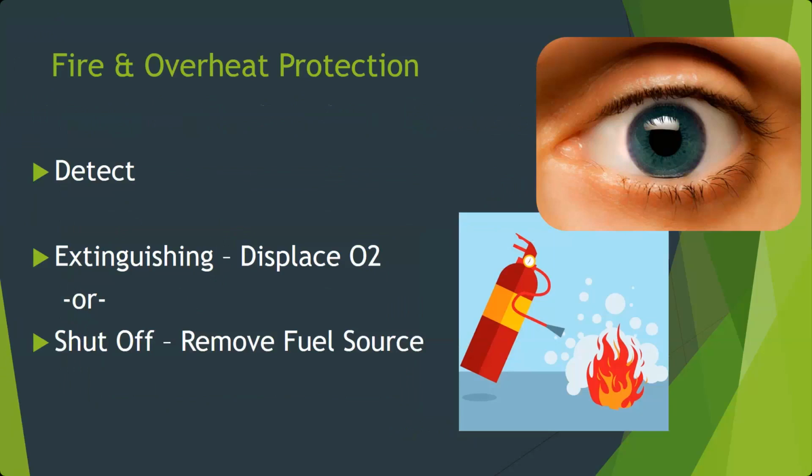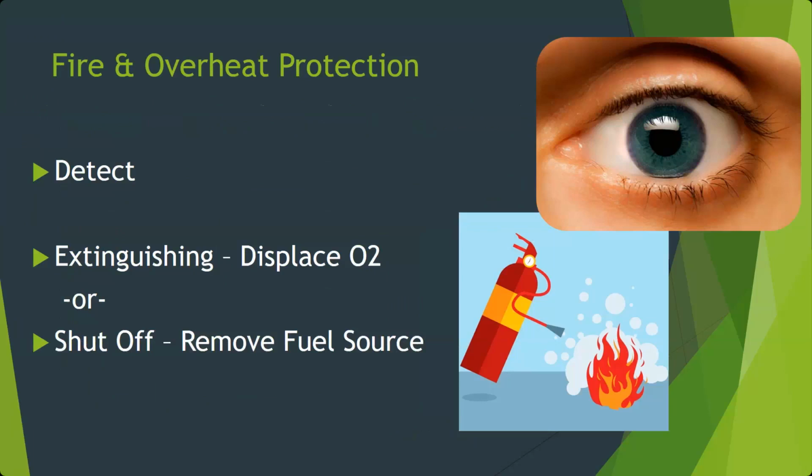So the goal of fire and overheat protection is we have to detect it, and then we have to remove the threat, extinguish it. And that can be a couple things. We can directly extinguish the flame, the fire, by displacing oxygen. Remember the triangle of flame? You need fuel, you need oxygen, and you need a heat source, an ignition source. If we remove any one of those, we can get rid of a fire.